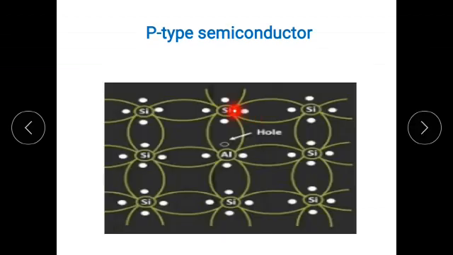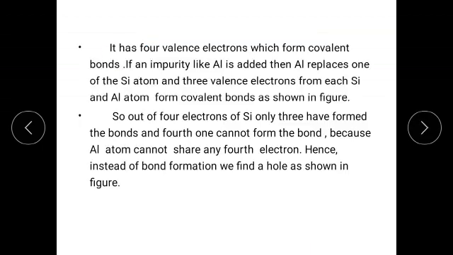Here we again consider the silicon atom, and to understand the construction of P-type semiconductor, take a trivalent impurity, that is aluminum. When aluminum is added to pure silicon or germanium, then it provides only 3 electrons. And here there is no covalent bond formation. A vacancy is created, and that vacancy is called a hole. We know that aluminum or gallium, that means trivalent impurities, provide only 3 electrons.